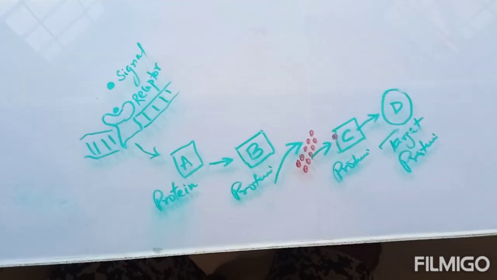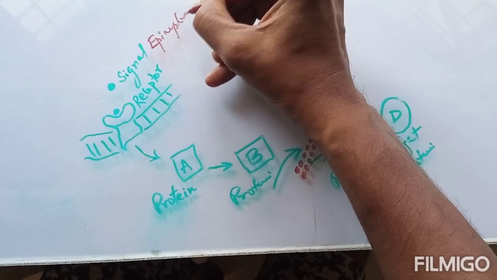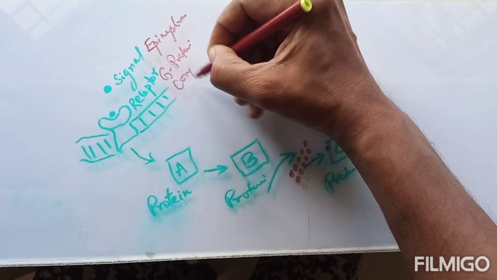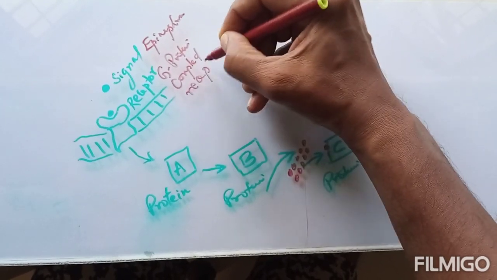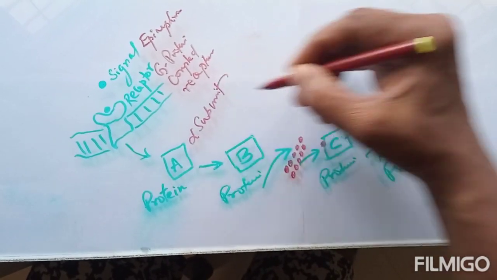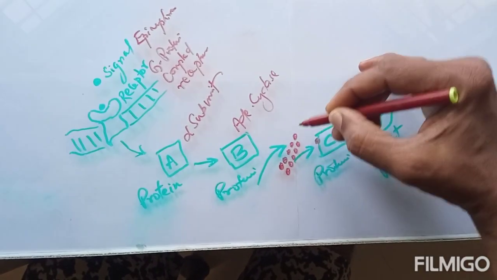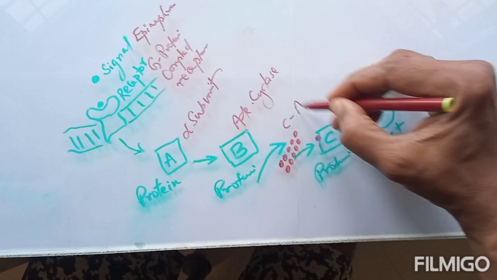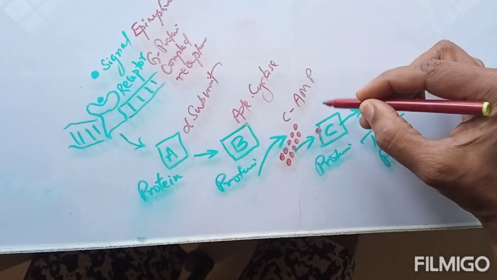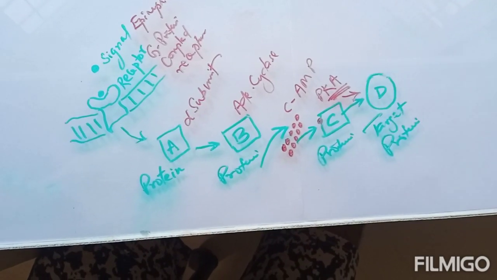In the case of cyclic AMP, the signal is epinephrine. This is a G protein coupled receptor on the cell membrane. This is the alpha subunit. This is the adenylate cyclase enzyme. This is cyclic AMP, and cyclic AMP goes on to activate protein kinase A, which brings about further actions.